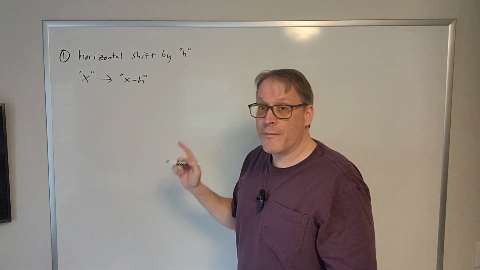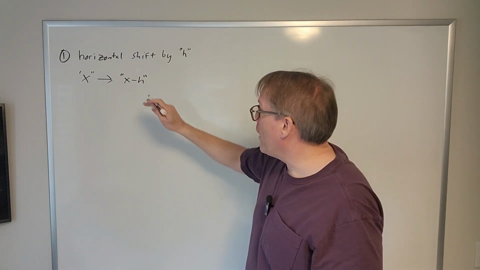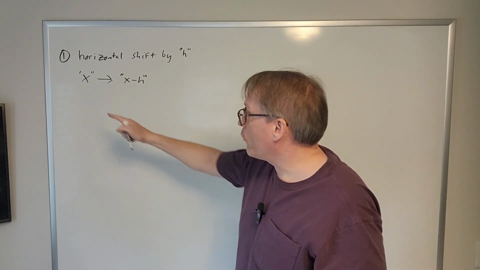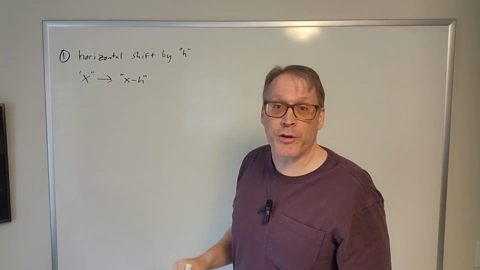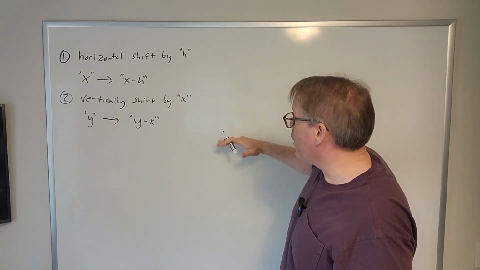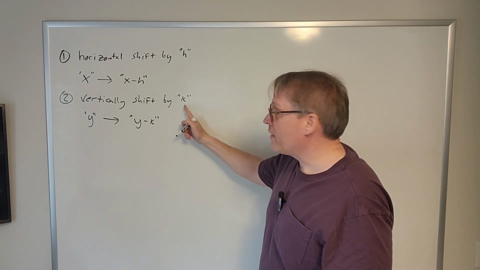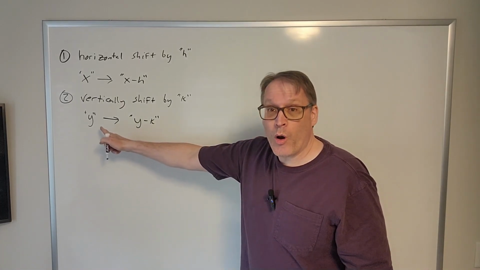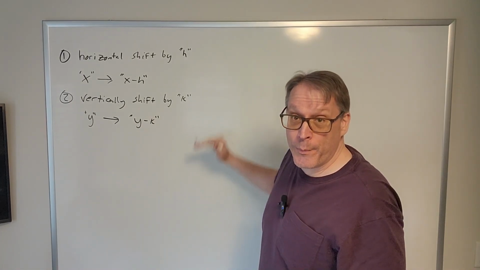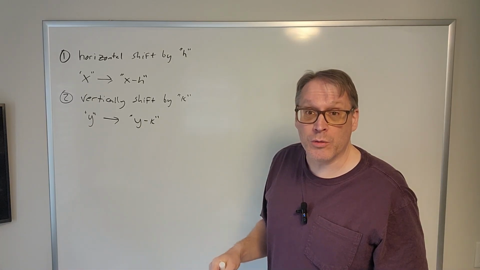Let's write them down. If you want to horizontally shift a graph by h being some number, like 3, you want to go 3 to the right. Everywhere you see an x, replace it with x minus 3. That's it. If you want to vertically shift something, like up by 2 or down by 2, let's say k is 2, everywhere you see a y, replace it with y minus k. You want to go up by 2, replace y with y minus 2.